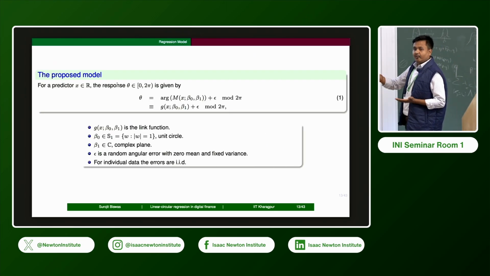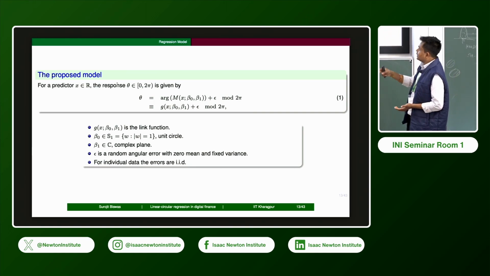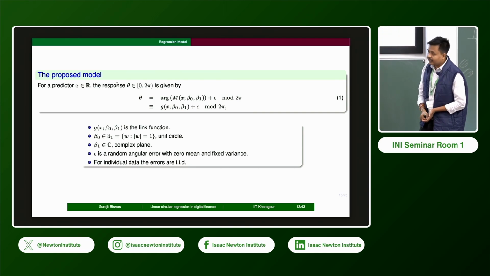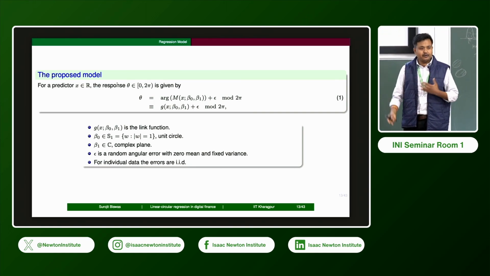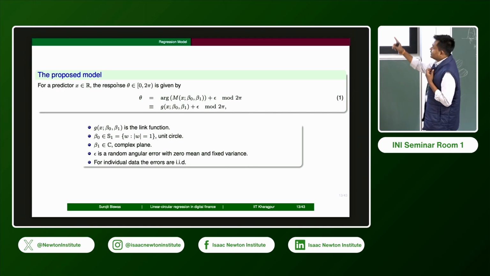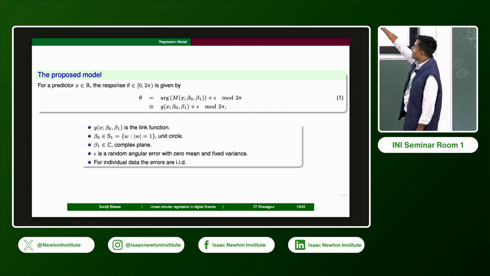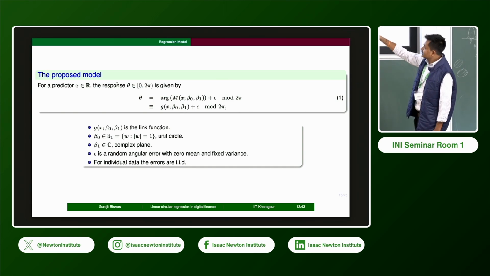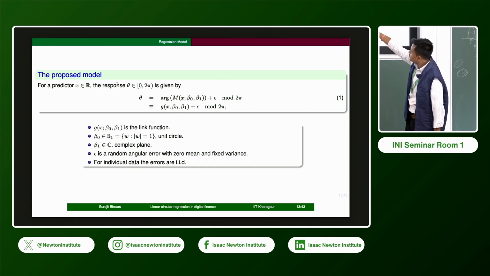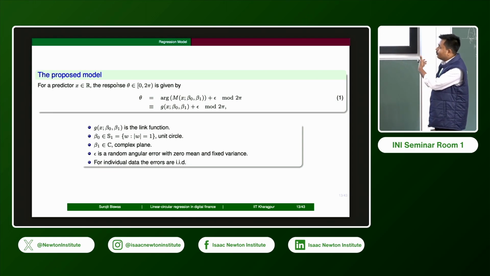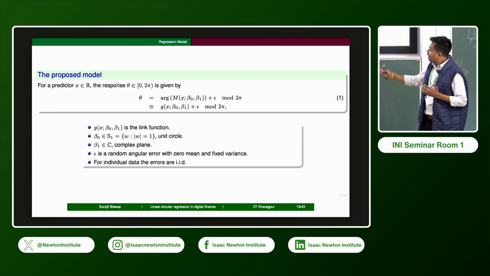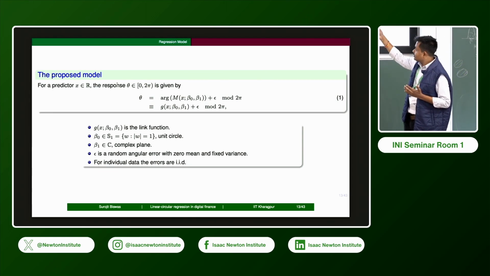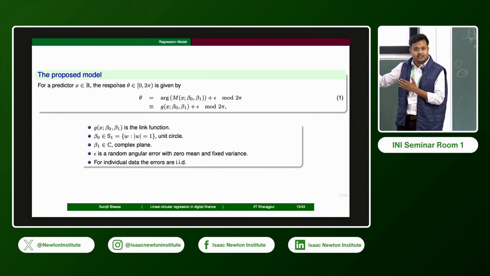Now let us propose our model. So this is the model. Theta is our response variable, belonging to 0 to 2 pi. As I already said, that is an angular variable, and x is a real number. So it is the argument of that map plus epsilon, where epsilon is a random error. This g of x, with beta naught, we call the link function, and beta naught is from the unit circle, beta 1 from the complex plane. Epsilon is a random error with 0 mean and fixed variance.